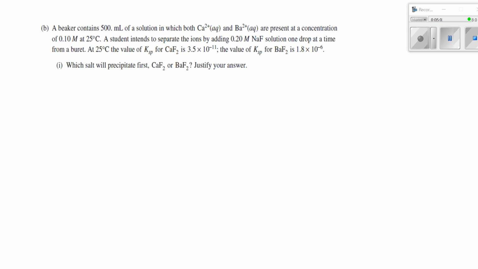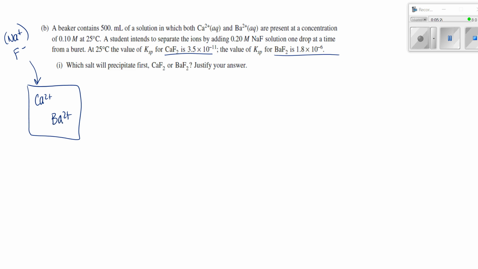So B says, imagine that you have a solution that's got calcium ions and barium ions in it of the same concentration, and you're going to slowly add in some fluoride ions. You're also adding sodium ions, but I'm going to ignore them because they're a spectator. Sodium ions tend to not stick with anything. And the question is, which solid will precipitate first? Calcium fluoride or barium fluoride? And we are given the Ksp values for these two solids. Okay, I'm going to write those out.